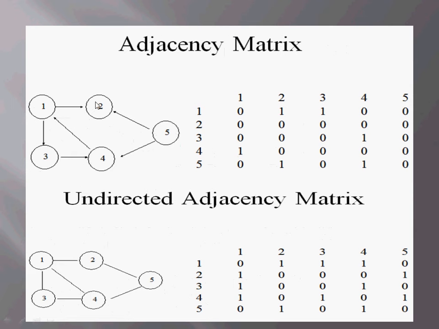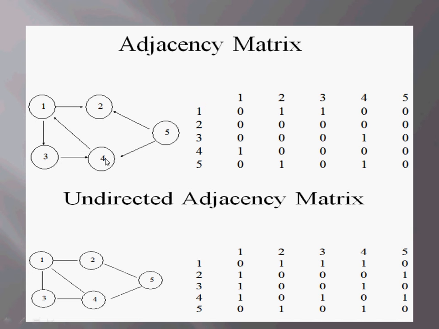It's a directed graph. Vertex 1 has a relationship with 2 and 3. There is no other direction. It has a relation with 4, but it's not directed towards itself. So 1 has relationships with 2 and 3, all others 0. Vertex 2 has no outward direction, so it has no relationship: 0, 0, 0, 0. It has no relation to 1, no relation to 2, no relation to 3, no relation to 4, no relation to 5.